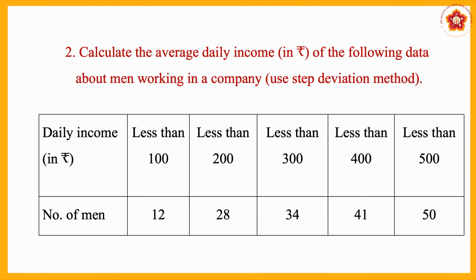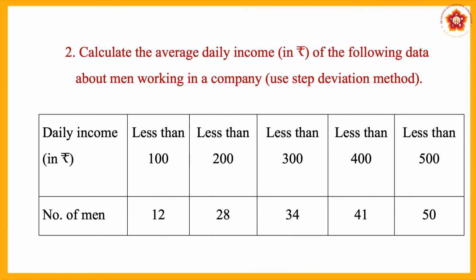Now in this table, the class intervals are not given. We have to convert this table into a frequency distribution table before calculating the mean. First, less than 100 is there, so the first class should be 0 to 100. Now write 0 to 100. How many members are there? 12 members are there. Now write the frequency as 12.